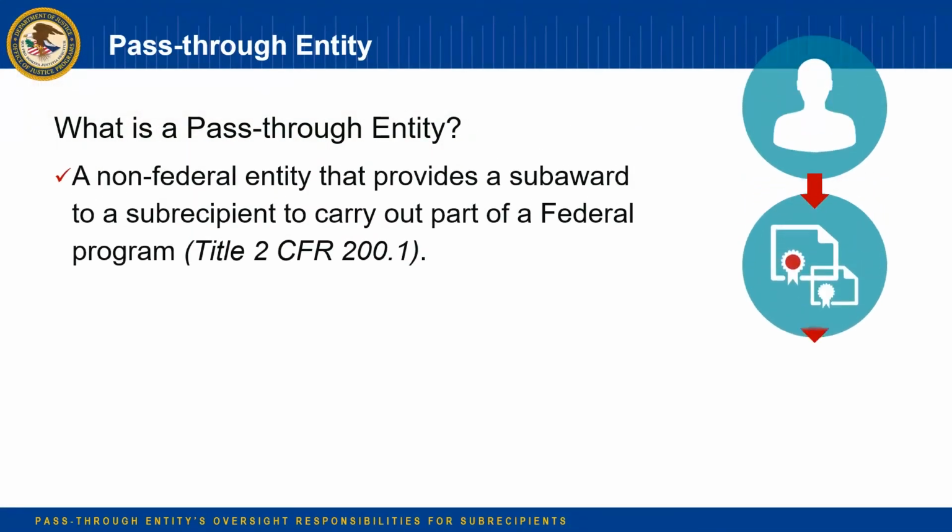So what is a pass-through entity? And remember when I said I'll probably sometimes use the term prime recipient, main recipient, but for this presentation, the idea is that you're passing funds down a level. So when we're talking about a pass-through entity, we're talking about a non-federal entity that provides a sub-award to a subrecipient. And the key here is that they are carrying out an aspect of that federal grant program. This definition, as with all of the definitions, can be found in the Uniform Guidance, 2 CFR 200, Section 1.